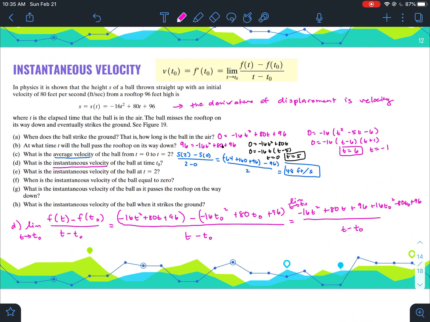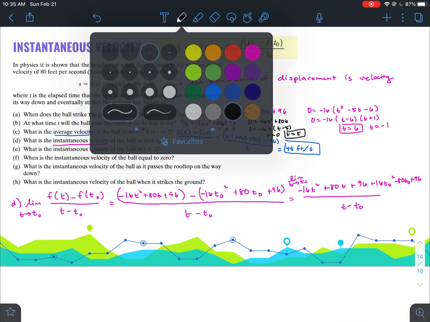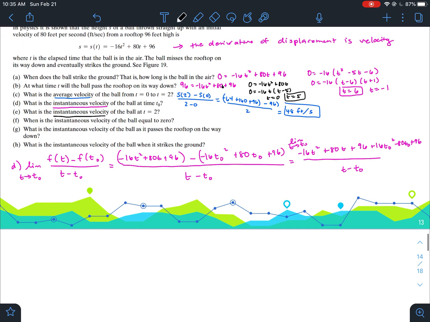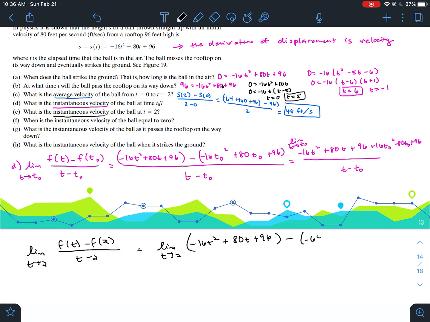And so now it wants to know, what is the instantaneous velocity when t equals 2? Well, that's going to be the limit as t goes to 2 of f at t minus f at 2 over t minus 2, where f is s of t. So this is going to be the limit as t goes to 2 of negative 16t squared plus 80t plus 96 minus, then plug in 2. So if I plugged in 2, I'd get negative 64 plus 160 plus 96, all over t minus 2.